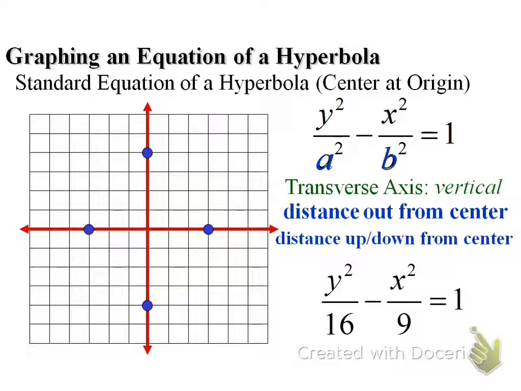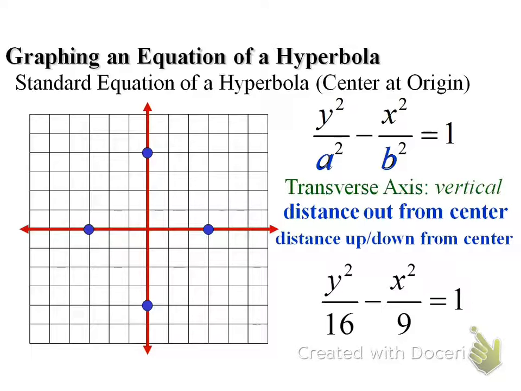So again, since the y squared was in the front, the a is how much you're going to go up and down in the y direction. 9, that's your b. b is 3, b squared is 9. That tells you, since it's under the x, how far you're going to go in each x direction. So the a and b never switch. a is always in the front for hyperbolas.